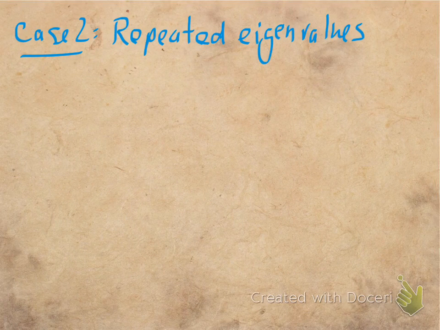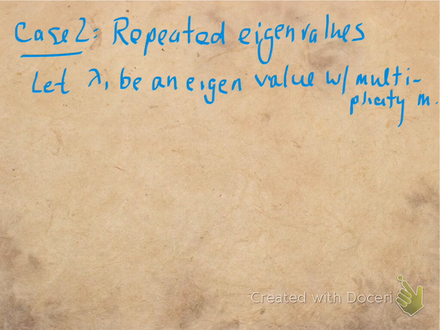Now case 2 is the case that we have repeated eigenvalues. As in the case of HLEX, this is going to be slightly more complicated, and it becomes even more complicated given that the following two scenarios could happen. Let's suppose I have lambda 1 being an eigenvalue of A with multiplicity m. Remember, when we solve our polynomial, we set it equal to 0. That means the factor lambda minus lambda 1 would appear with a power m in that polynomial.